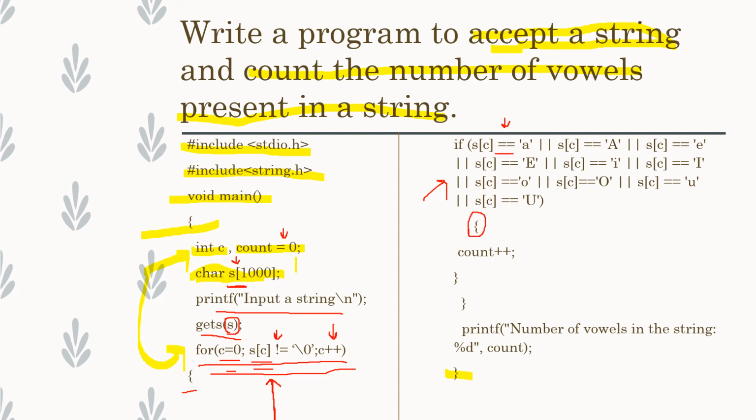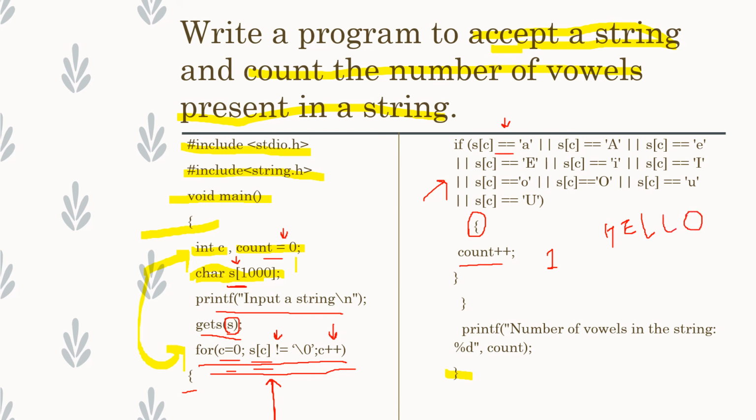Count gets incremented. Okay, the variable value of count was 0. This will get incremented by 1. Suppose I'm having the string hello. I'm having something like this: H, E, L, L and O. I'm having a string of 5 letters.